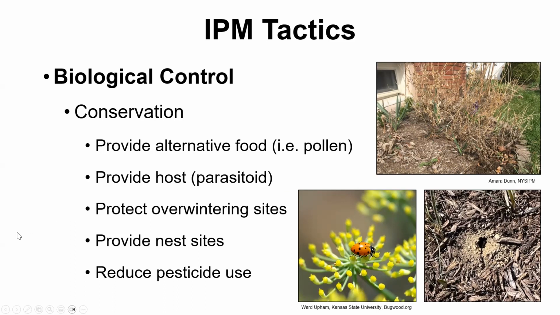They'll clean it up probably soon as things are starting to come up. That also provides nesting sites. A lot of ground bees will nest in the hollow stems of flowers. So if you're cutting everything down, they're not going to have anywhere to overwinter, and then they're not going to be around your garden. And then also reducing pesticide use.